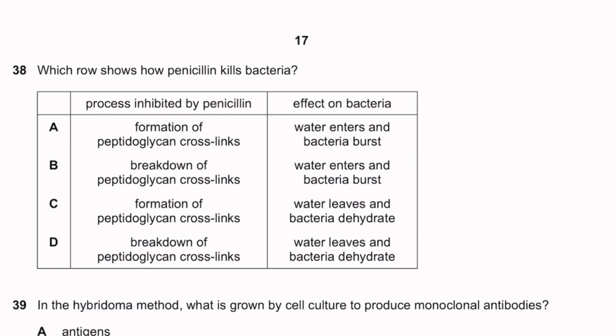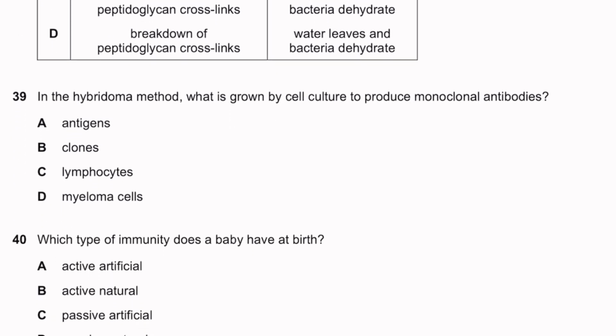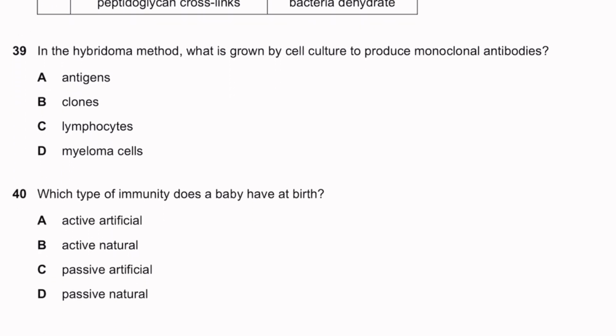38. Which row shows how penicillin kills bacteria? The process inhibited by penicillin is the formation of peptidoglycan cross-links, correct. However, basically the effect on bacteria is that water enters and bacteria burst. That is how penicillin is going to kill bacteria. Actually, that is correct. Yes. The water does not leave and bacteria dehydrate, that's wrong. 39. In the hybridoma method, what is grown by cell culture to produce monoclonal antibodies?